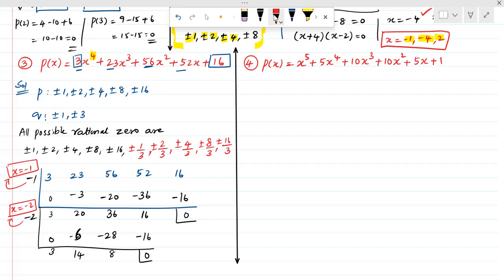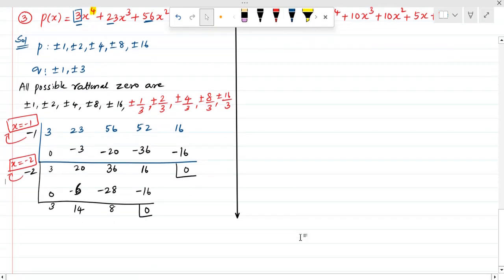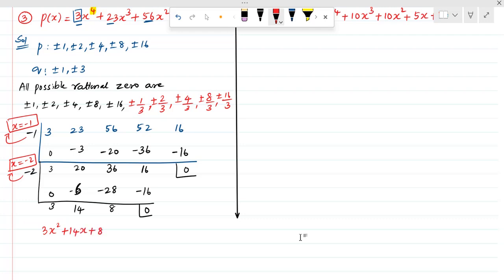So now, thereafter, it is reduced to x power 2. So, what is the x power 2 equation? 3x square plus 14x plus 8 equal 0. You can solve this by using the factoring method or by using the grouping method.